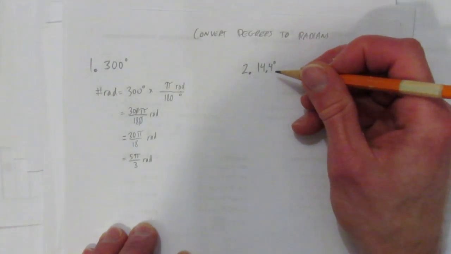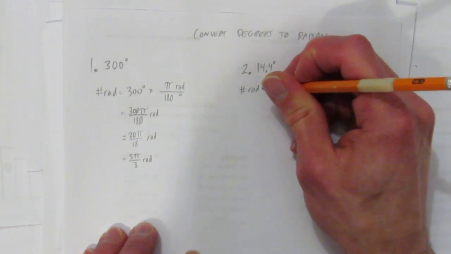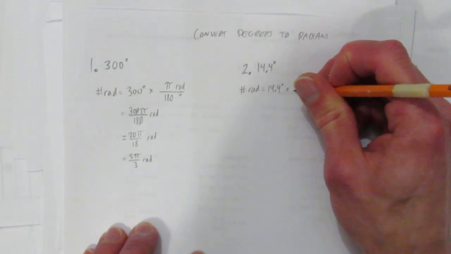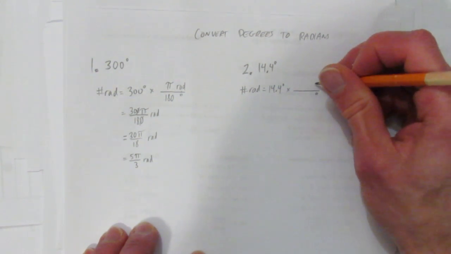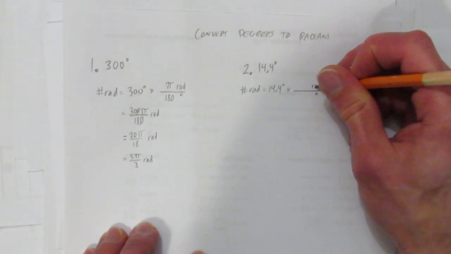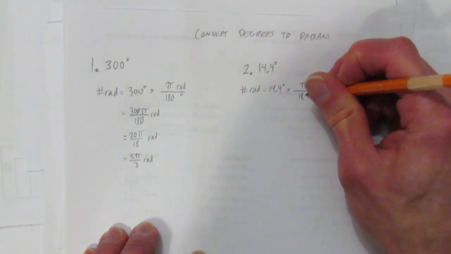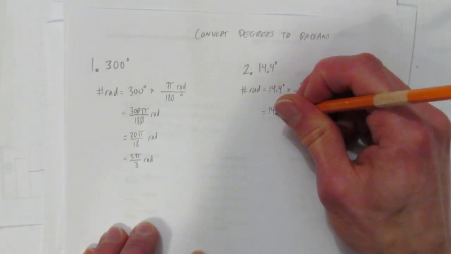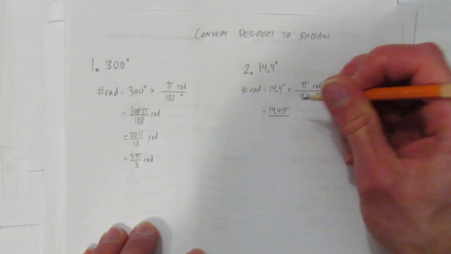We can also do it if there's decimals. If you want to convert 14.4 degrees to radians, we write number of radians is what we're given, 14.4 degrees, times the conversion, what we want to get rid of on the bottom, degrees, what we want to go to, radians, on the top. There are pi radians in 180 degrees. And now we multiply. When you multiply, you get 14.4 pi over 180.